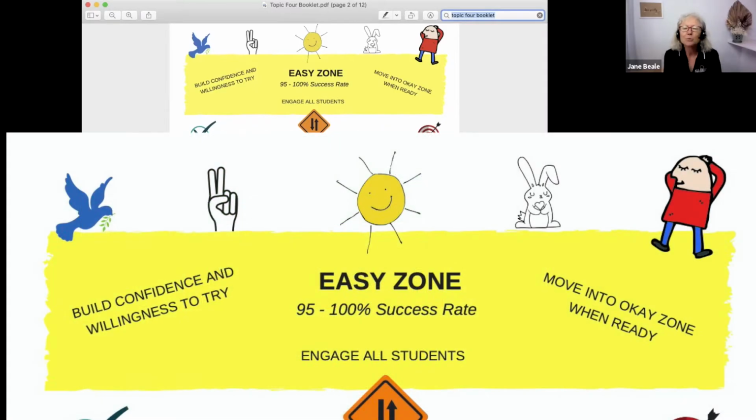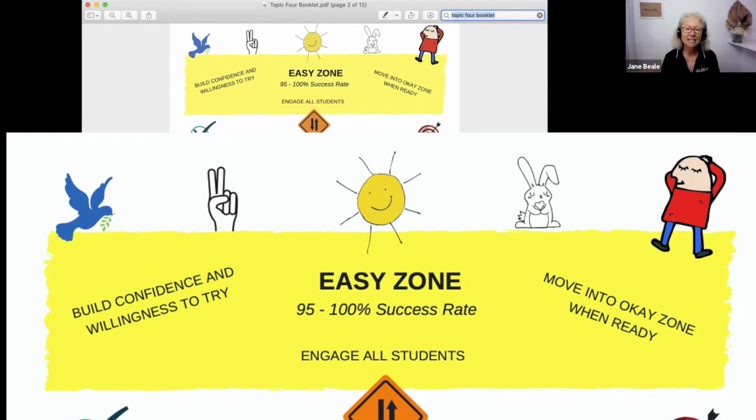Yellow is meant to be warm and fuzzy and easy. And the pictures that we can see are the peace dove, the peace fingers, the warm sun, the cute fluffy rabbit, and we've got the person who's relaxed. Do you want to just adopt a relaxed pose? Do you think this is how you feel when something's easy?